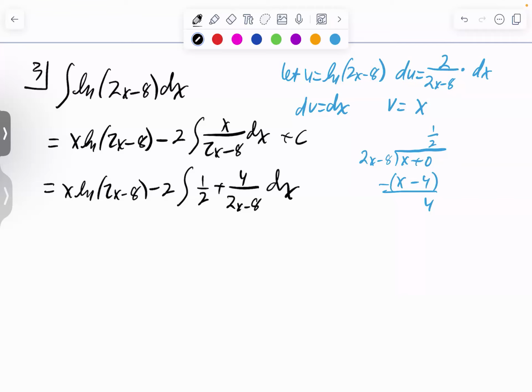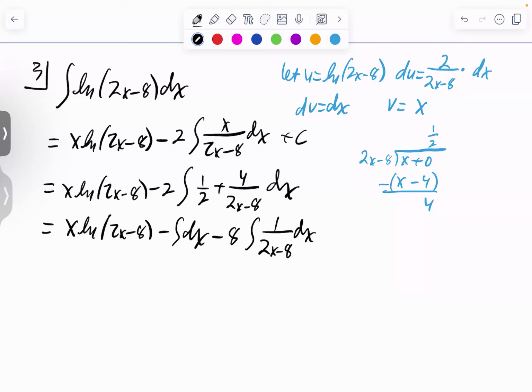Now, we need to keep in mind that this now becomes a couple of integrals. So this becomes x ln 2x minus 8 minus the integral of dx minus, I'm going to pull a 4 times 2, that's going to be 8 out in front, the integral of 1 over 2x minus 8 dx plus c. All right, we're going to keep this as simple as we can. Now, the integral of dx is just x.